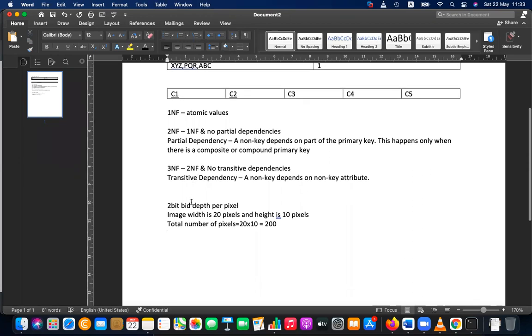What is the size of a pixel? If you have 2 bits, then the pixel size is 2 bits. Here the pixel can have color 0,0, 0,1, 1,0, or 1,1, so there are 4 possibilities, but the pixel size is 2 bits. What is the image size then? 200 times 2, which means 400 bits. Understood how it is calculated?